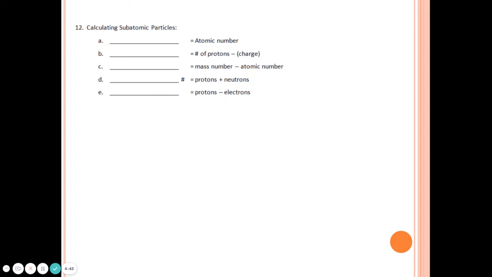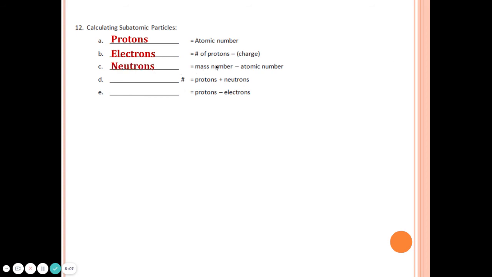Let's review, and we're going to add one more calculation to figure out how we figure out electrons when we're given a charged atom. Okay, so atomic number, easy. That's the number of protons. You can get that from the periodic table. Electrons, how do you find electrons? It's the number of protons minus the charge. Okay, that's the new calculation we're going to do today.